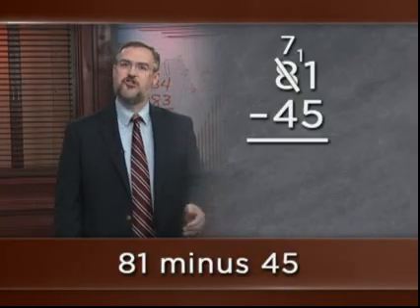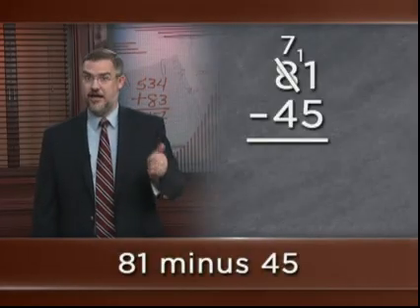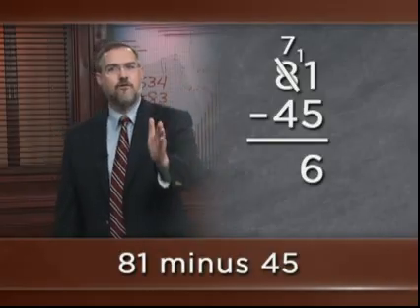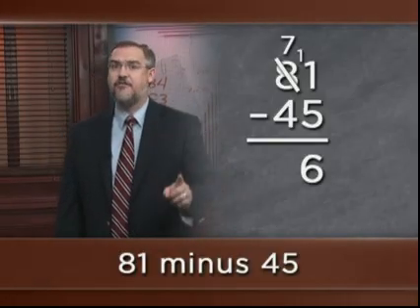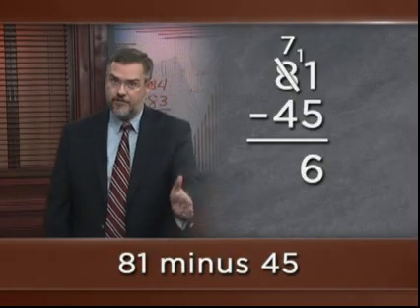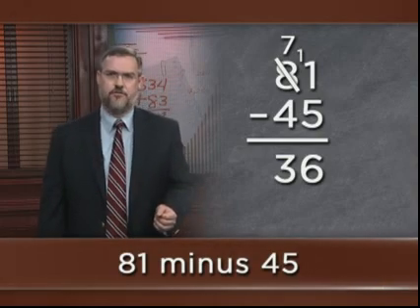And that borrowing is going to help us tremendously. So now I look at my ones digit and I see 11 minus 5, and that equals 6. And so I write a 6 under the 5. And now I move over one digit and I see 7 minus 4. Remember, it's not 8 minus 4 any longer. It's 7 minus 4. That's equal to 3. And so I write a 3 in the answer section under the 4.